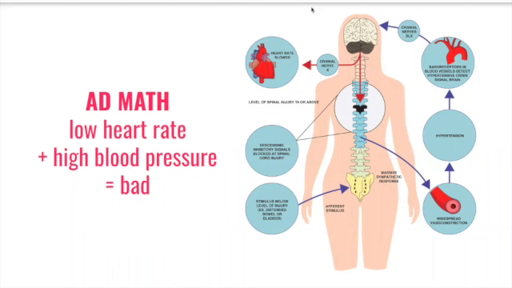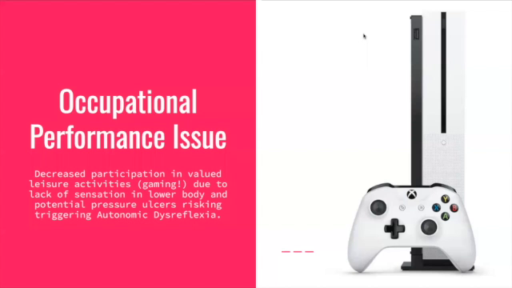Specifically, with autonomic dysreflexia, your sympathetic system reacts in a way that raises your blood pressure, and your parasympathetic nervous system reduces your heart rate. Autonomic dysreflexia math says low heart rate plus high blood pressure equals not a really good time. Based on the work that Brooklyn did with her occupational therapy team in hospital and at home, they came up with the following occupational performance issue.